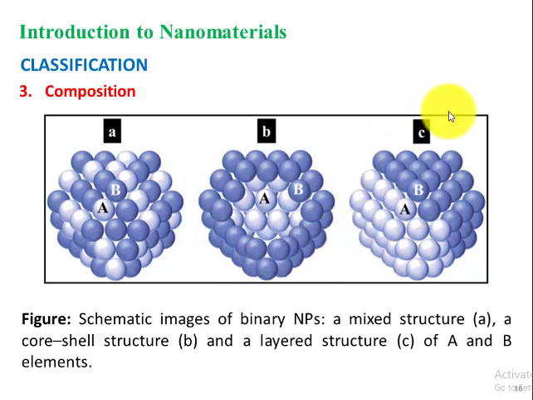The third one, figure C, is representing layered structure. In this structure we can see the A atoms are making one kind of layer, and B atoms are making a second kind of layer. These atoms are continuous in the A layer. Similarly, the atoms in the B layer are also continuous. This is the layered structure.